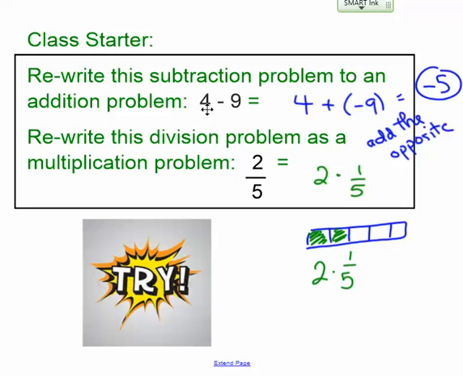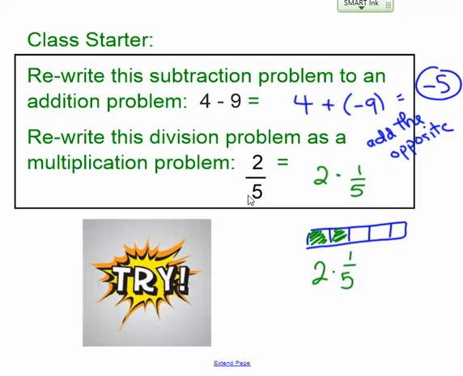So let's think of it with money. If I had 4 euros and I wanted to spend 9 euros, I don't have enough money. I would have to borrow 5 euros. That's the same exact thing as having a debt of 9 euros and then you have 4 euros in your pocket. If you pay off 4 euros of your debt, you still owe 5 euros. So these are absolutely the same thing. A positive 4 minus a positive 9 is the same thing as a positive 4 plus the opposite of 9, a negative 9.